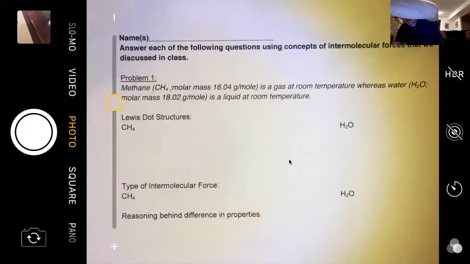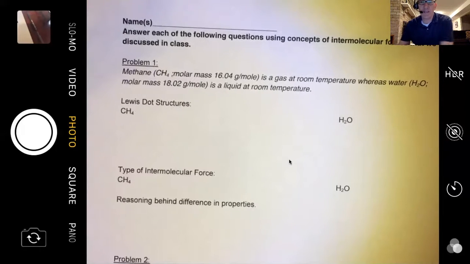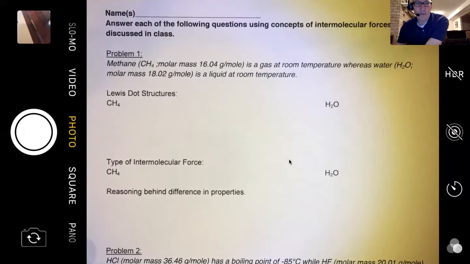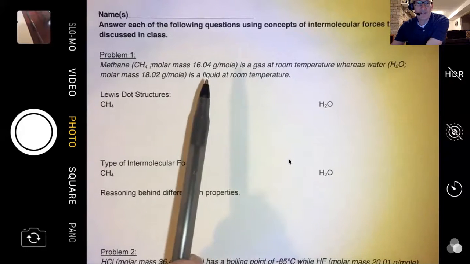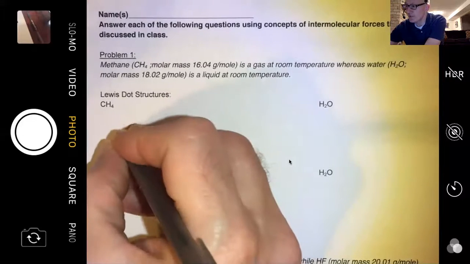And what I want to do is just walk everybody through what's going on with these intermolecular forces, because they can be really tricky for students, all right? And so we'll start off by looking at a comparison of methane, molar mass of 16 grams, to water, 18 grams. We're going to draw a quick Lewis dot structure.